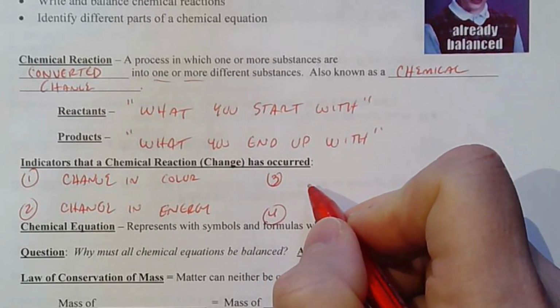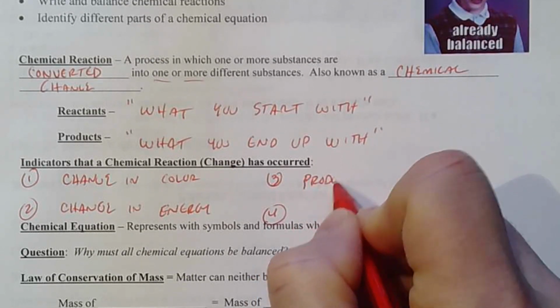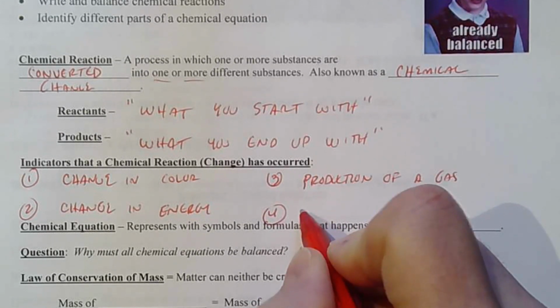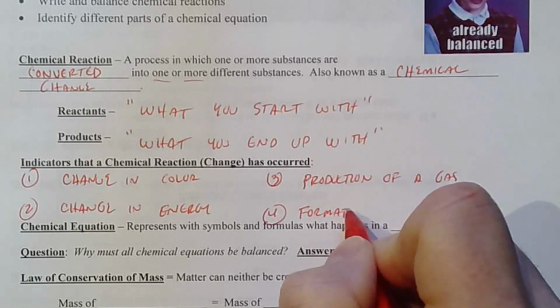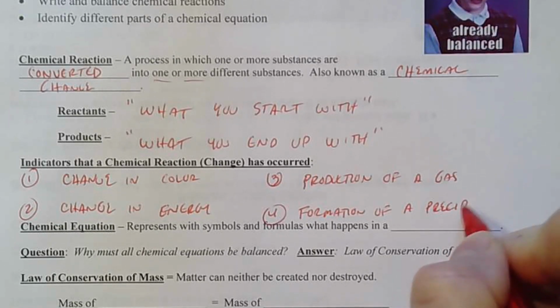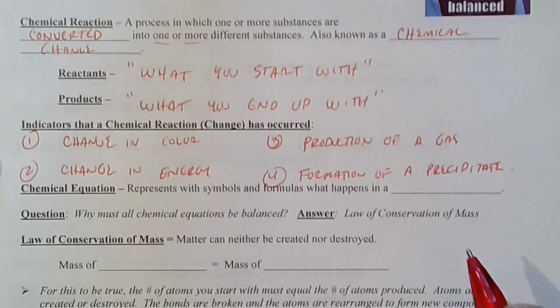Third sign that a chemical reaction or change has occurred would be production of a gas. Lastly, formation of a new solid, or what we would call a precipitate. That would typically be observed when, for example, you mix 2 clear liquids and it becomes cloudy or foggy. That cloudiness or fogginess is the solid being formed, where those particles meet each other in the liquid.